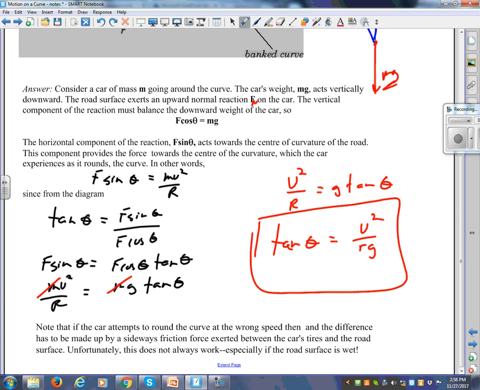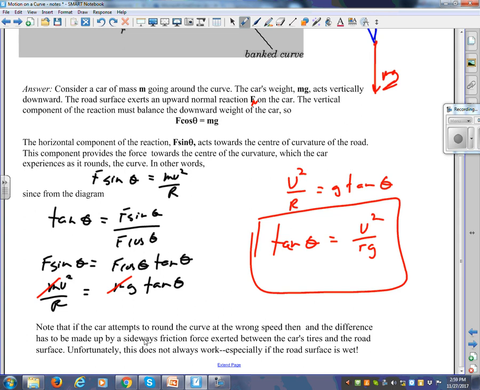Tan theta is equal to v squared over rg, where theta is the angle of the bank, v is the velocity or speed, r is the radius of the curve, and g is simply 9.8. Is that the only formula we need to know? That's the only one you need to know for banked curves.